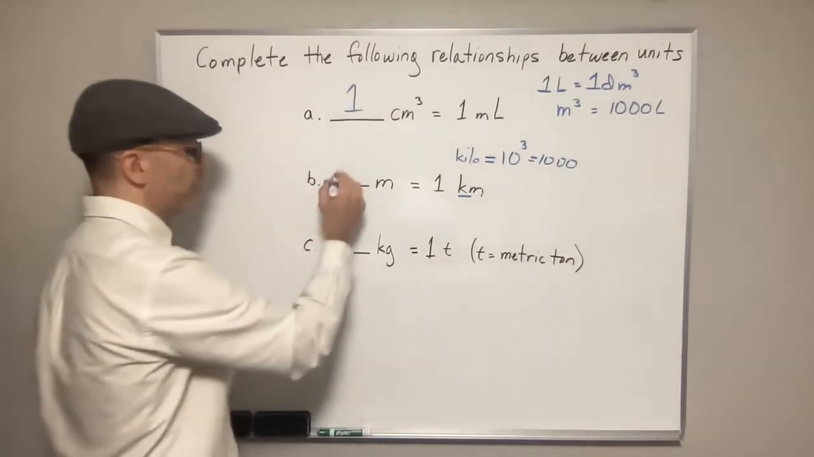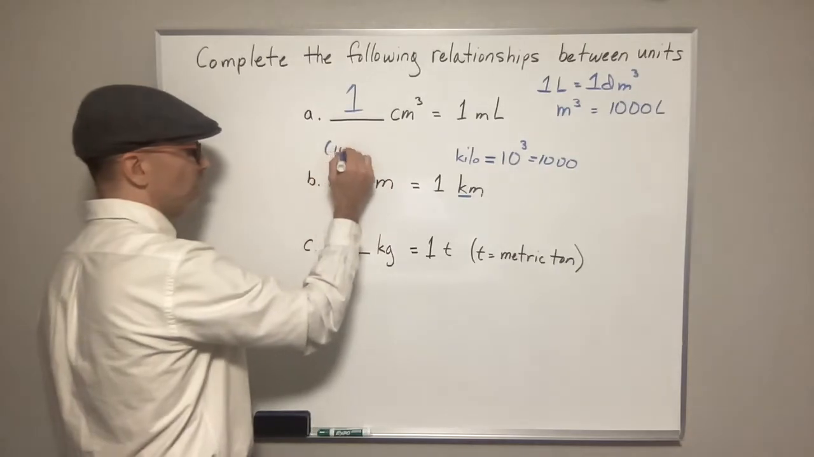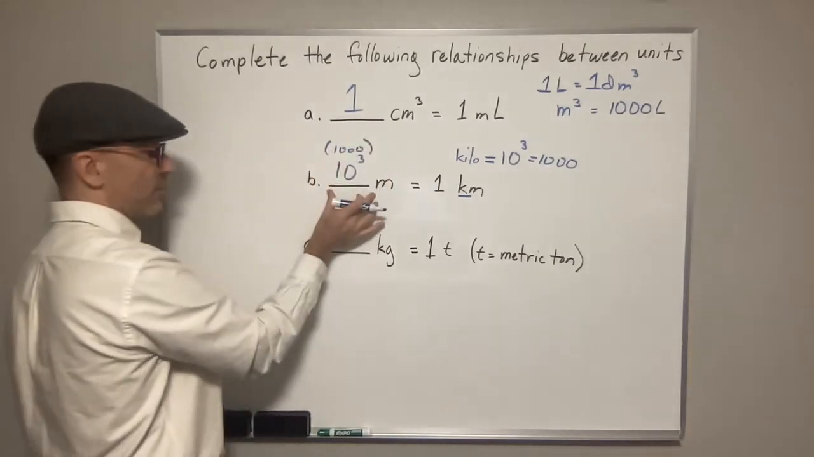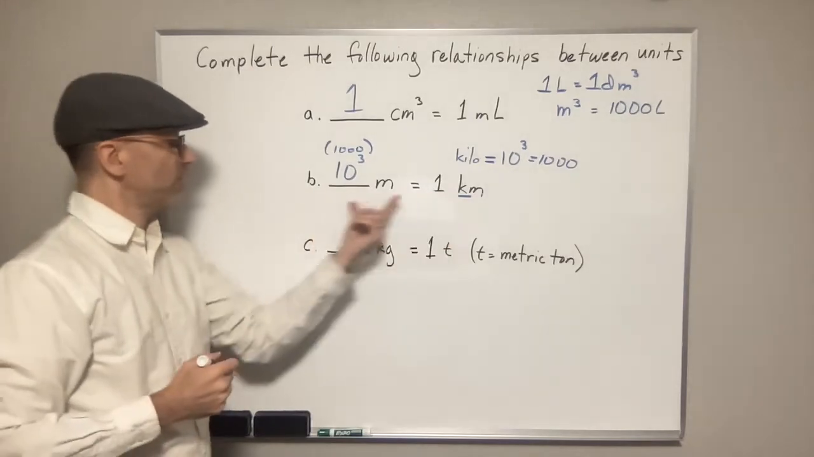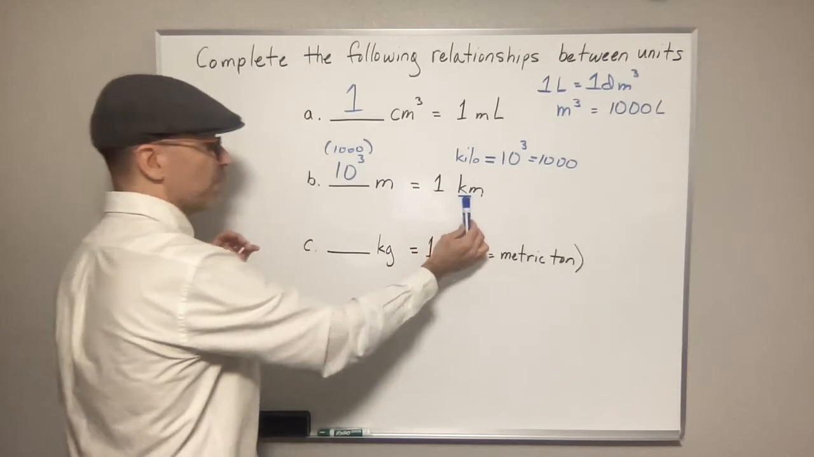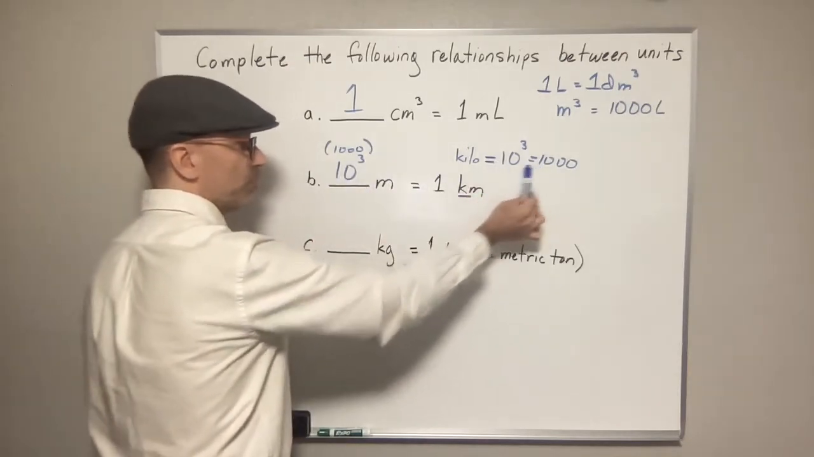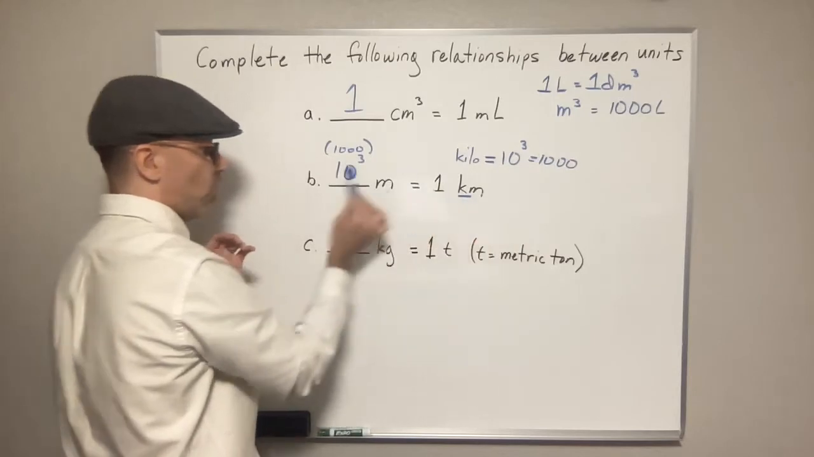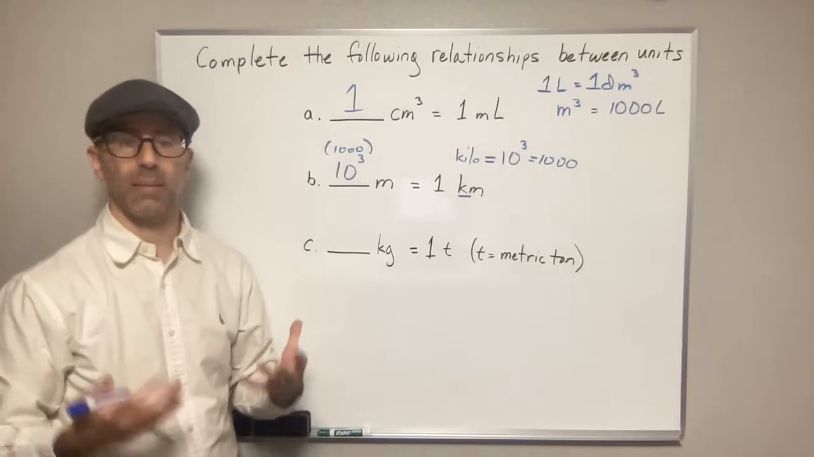So I'm going to put 10 to the third, or 1,000, on this side. So that's the way to set this up. The 1 goes with the prefix, and then the 10 to the third, the multiplier, whatever the multiplier of the prefix is, goes with the base unit. So that's the way I set it up if I'm setting it up on my own.